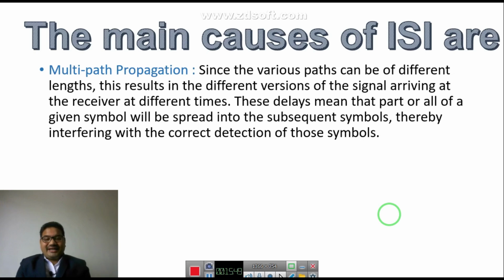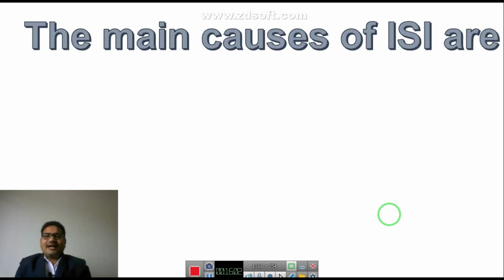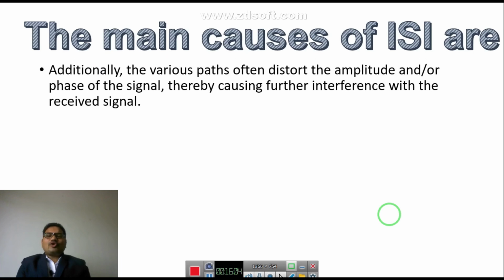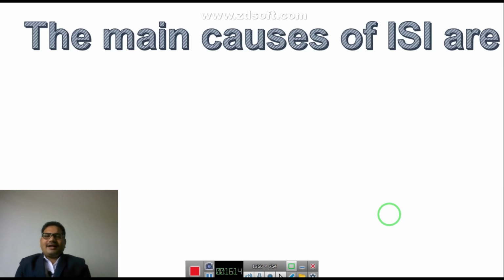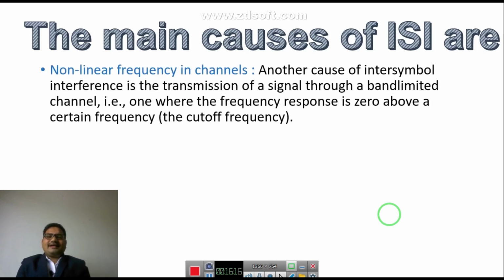So these delays mean that part or all of a given symbol will be spread into the subsequent symbols, thereby interfering with the correct detection of those symbols. Additionally, the various paths often distort the amplitude or the phase of the signal, thereby causing further interference with the received signal. Another cause of ISI is non-linear frequency response in channels.